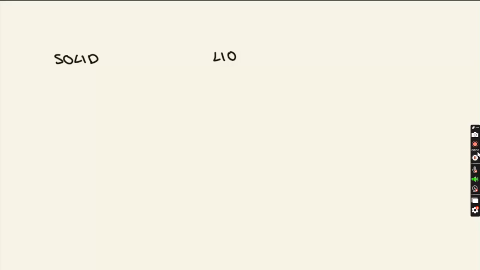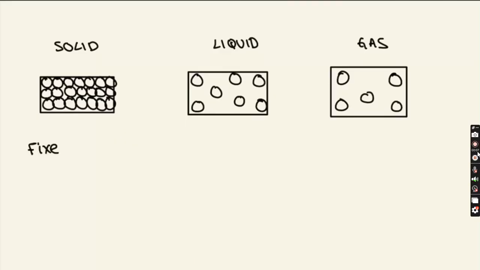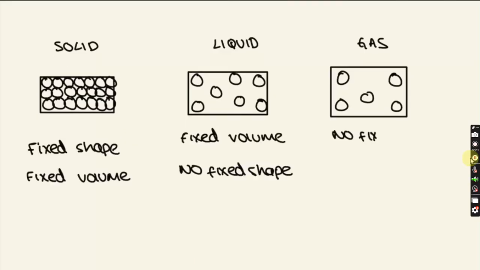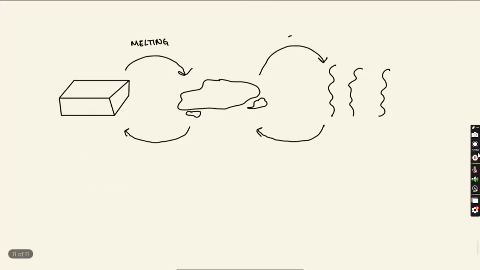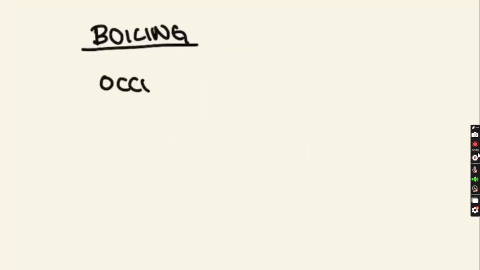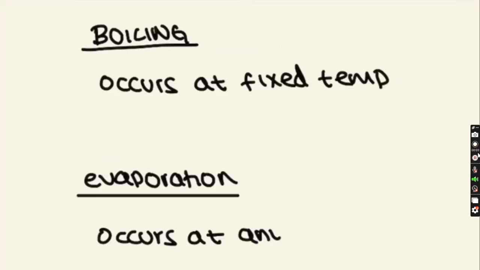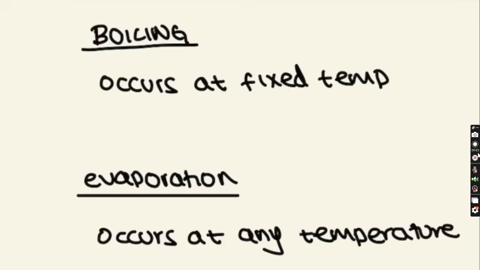Matter: solid, liquid, and gas. Solids have fixed shape and volume, liquids have a fixed volume but no fixed shape, and gases have neither fixed volume nor shape. The changes of state diagram is represented over here, where we have boiling, which occurs at a fixed temperature, and evaporation, which can happen at any temperature.